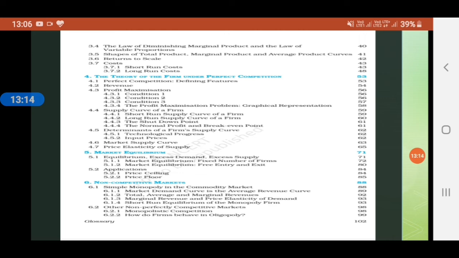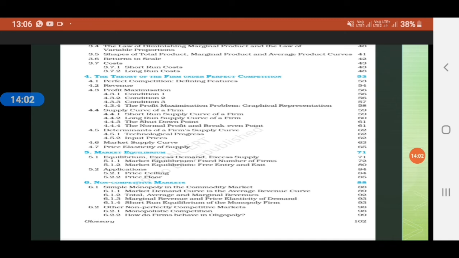Thereafter, the profit maximization problem, graphical representation. So this concept we have kept. Short run supply curve of a firm, long run supply curve of a firm, means how the short run supply curve takes shape, and the long run supply curve of a firm, the shutdown point, the normal profit and break even point. So these are the certain concepts which come in the supply curve of a firm.